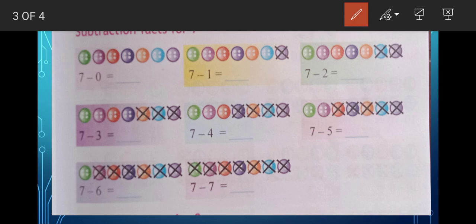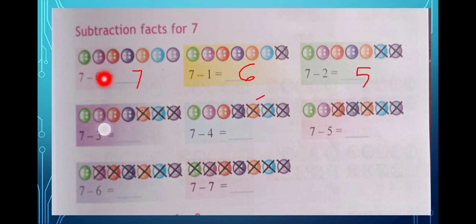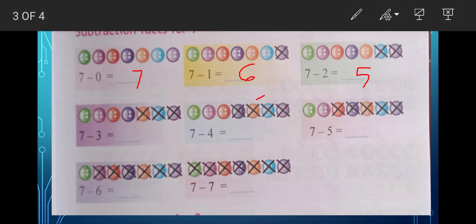So 7 minus 0, none of the buttons are crossed, that means 7 minus 0 will be 7 itself. Now 7 minus 1, when it is 7 here, that means 1 will become less, so it will become 6. If it is 6 here, it will become 5 here. Understand? It was 0, increased to 1, increased to 2. So 7 decreased by 1, here again decreased by 1, 5. Those who can understand in this method, it is very good. Otherwise, you count the buttons and the cross buttons and write down.